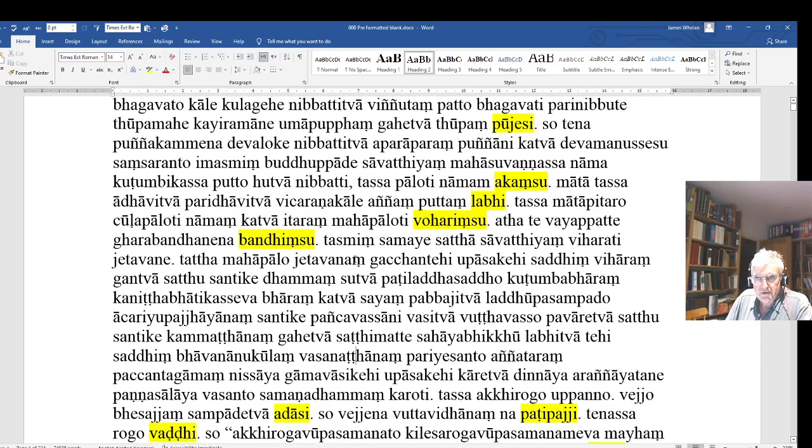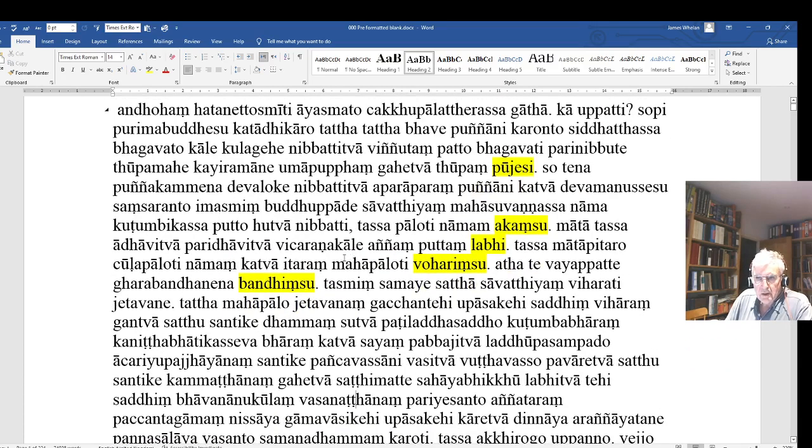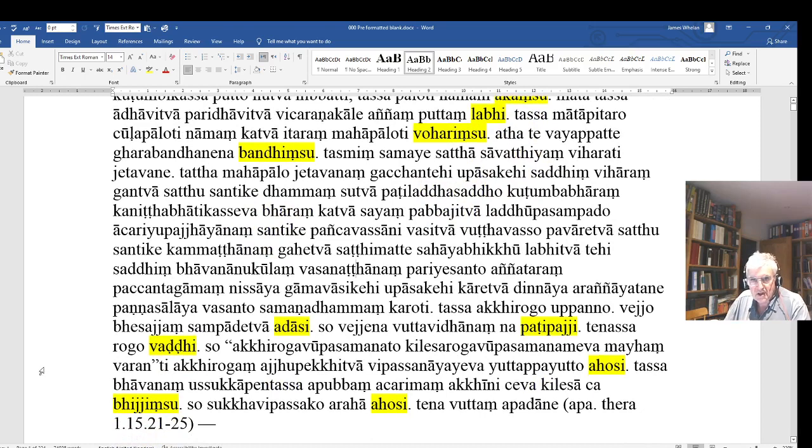So if you look at this page, you will see, even though you don't actively learn all those endings by heart, you can very easily spot an aorist with this characteristic: imsu, esi, imsu, labhi, bandhimsu, patipajji, vadhi. You see, they're very easy to spot.